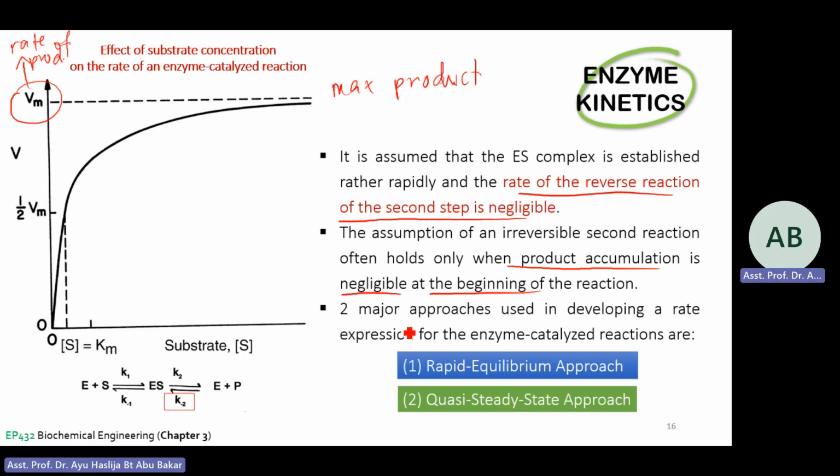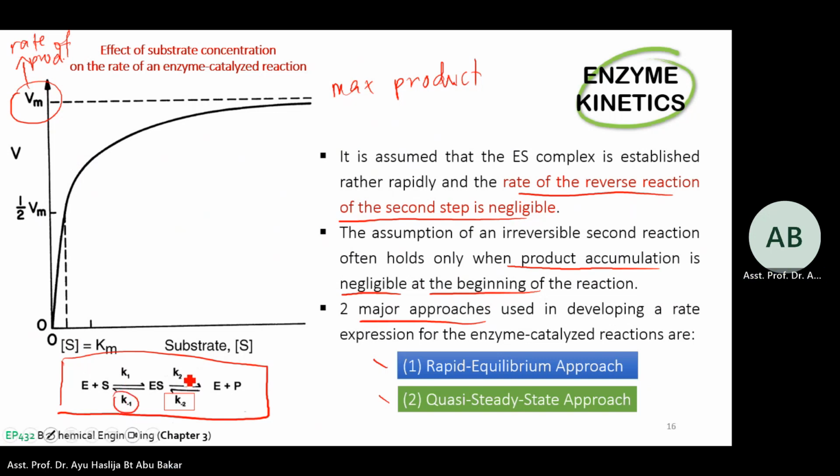For the MM, there are two major approaches: rapid equilibrium and quasi-steady state. Don't confuse yourself with the terms. K1, the reverse is K negative 1. For K2, some texts use K1, K2, or K3. It means the constant for stage 2, and this one is the constant for stage 3 when you have the product formation.